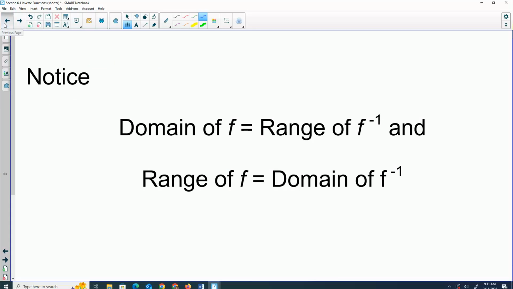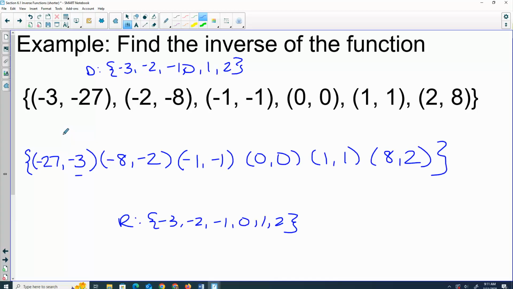So that is what the next slide says. The domain of the original function is the range of the inverse. And the range of the original becomes the domain of the inverse. That is very useful, especially tomorrow. We'll start really finding inverses a lot. And so knowing that property about domains and ranges would be helpful.